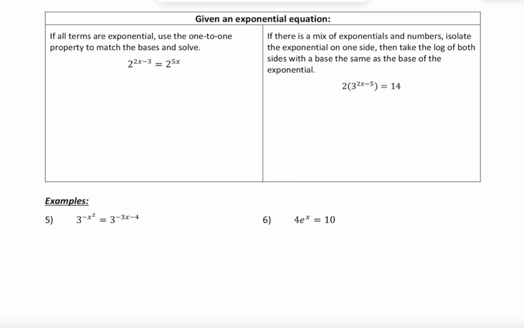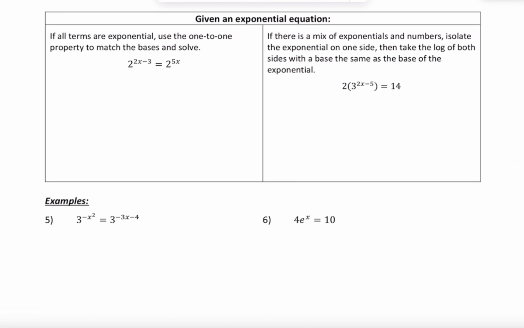In contrast to logs, we can't take the log of a negative number or 0, right? But we can raise 2 to any power. We can raise 3 to any power. So the exponent can be positive, negative, no restrictions. And so one thing that you don't have to worry about is extraneous solutions for exponential equations. And so again, let's take a look at two examples.